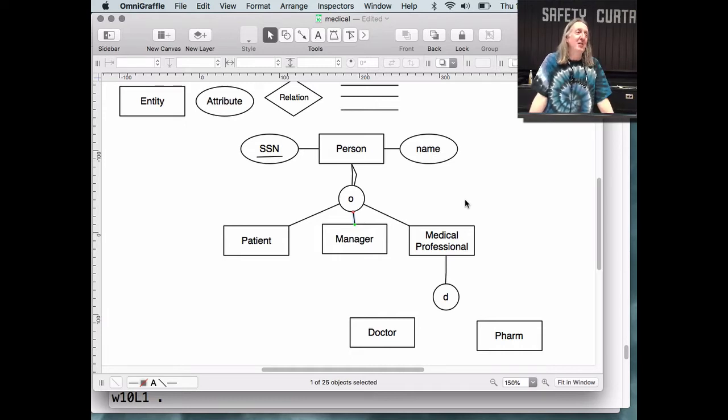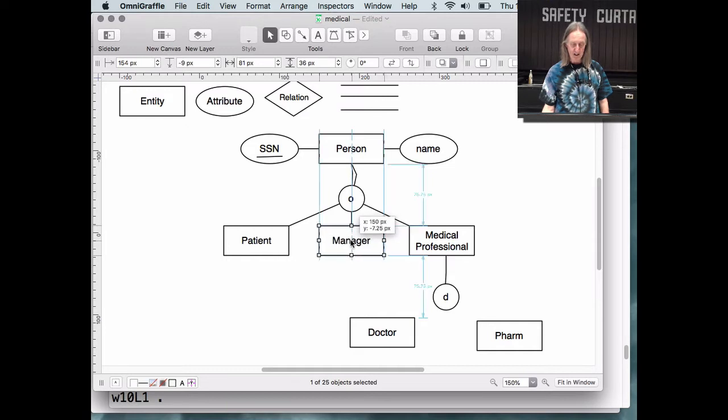Oh, we're going to end up with 3 levels of subclassing. So we've got patients and non-patients, and then under them we'd have managers and medical professionals, and then under medical professionals we'd have what we've got here. Alright, let's assume that a manager could be a medical professional. So maybe a pharmacist could be a manager.